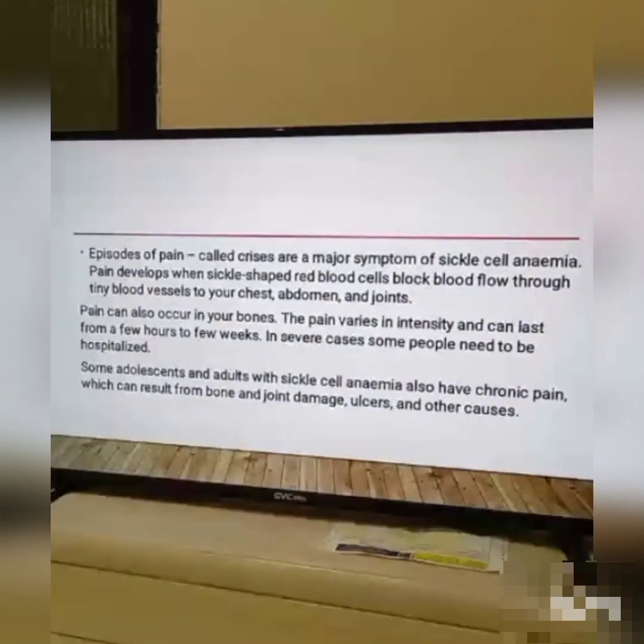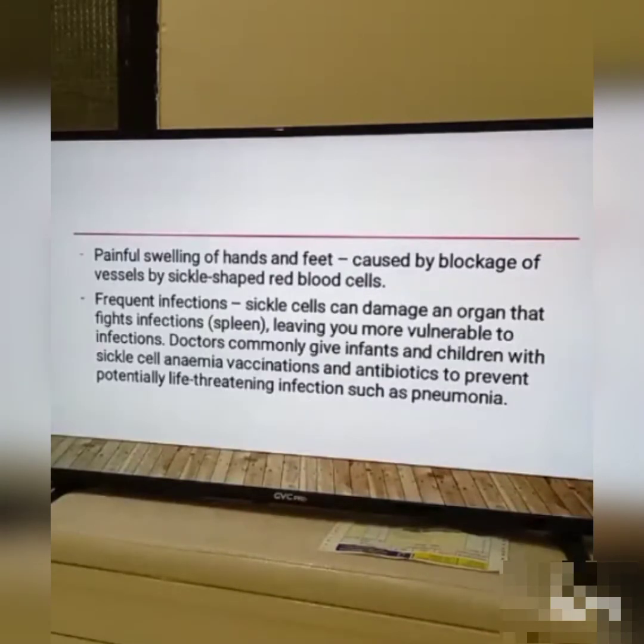Some people may have mild pain. Some people may have severe pain. And some people's pain may just last a few hours, while some people may have long-lasting pain. Some people will need to be sent to the hospital, to be admitted for long periods, and put on strong pain relief medications. People also have ulcers that will cause pain, joint damage. Some people have swelling of their hands and feet.